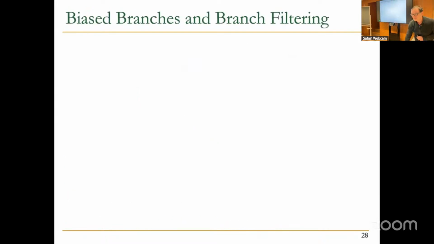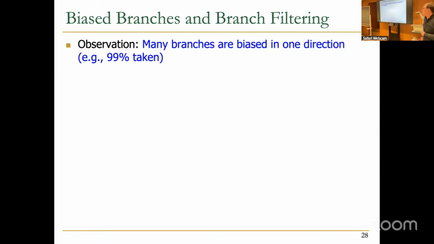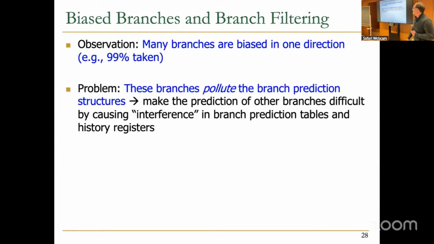Okay. Let me talk about biased branches, because this is another way of making the predictor do less work. People have found that many branches are biased in one direction, for example, 99% taken. If you're doing a loop, for example, with many iterations, that's taken most of the time, right? And these branches actually pollute the branch prediction structures, meaning they make the prediction of other branches difficult, because they cause interference in branch prediction tables and history registers.